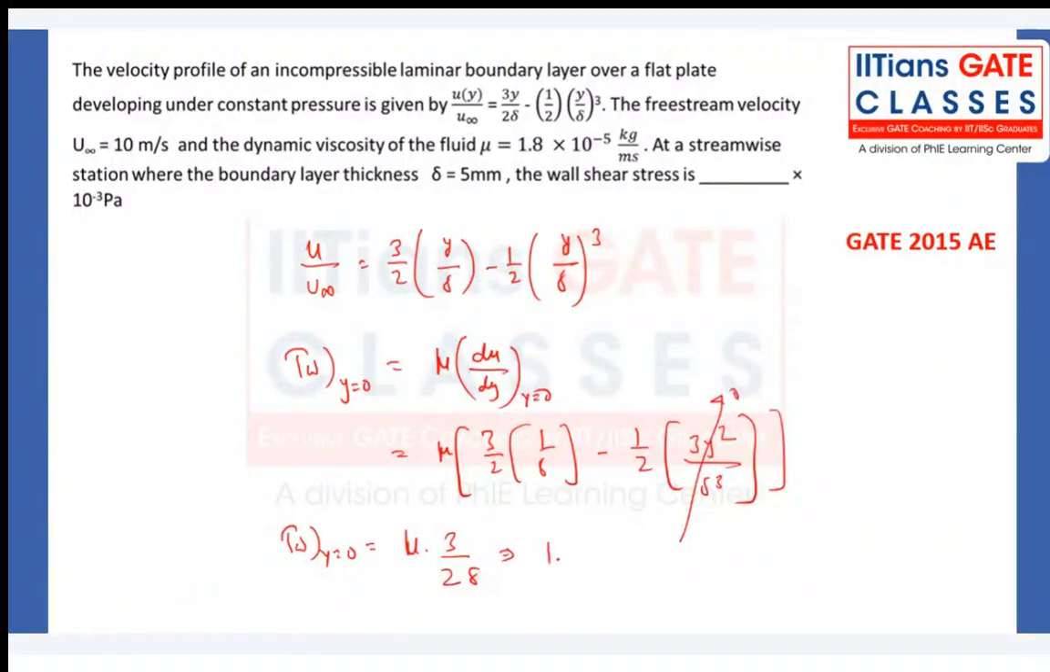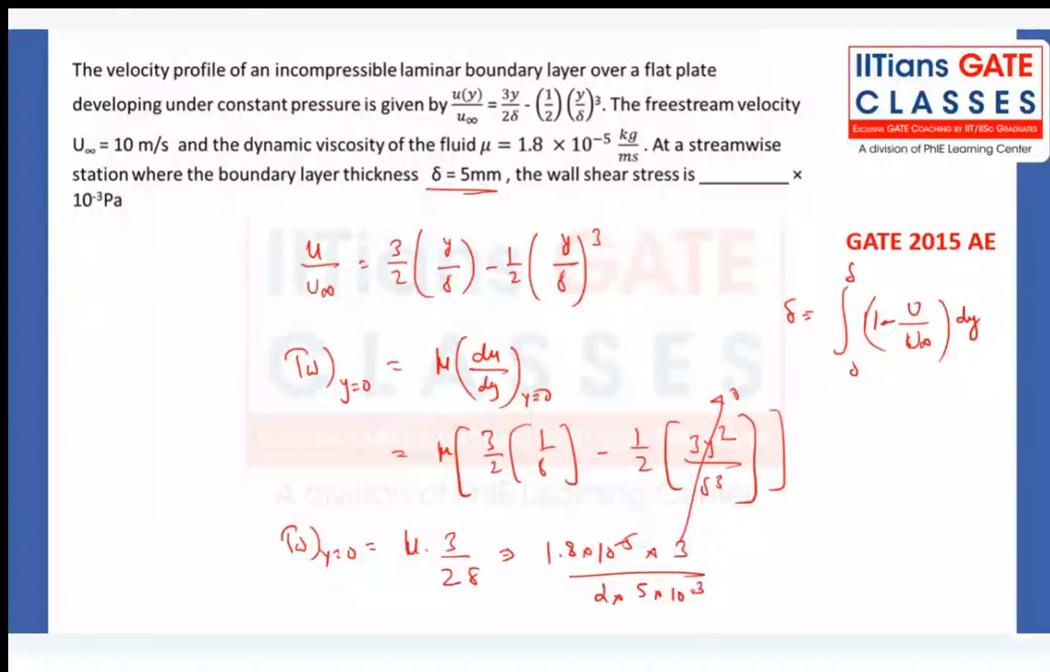Mu is 1.85 into 10 power minus 5 into 3 divided by 2 delta. Now for delta, don't use Blasius results. We have to use the formula of integral of 1 minus u by u infinity into dy from 0 to delta. Understanding my point? But here they have given delta as 5 mm, right? So I need to calculate. Now tell me the answer.